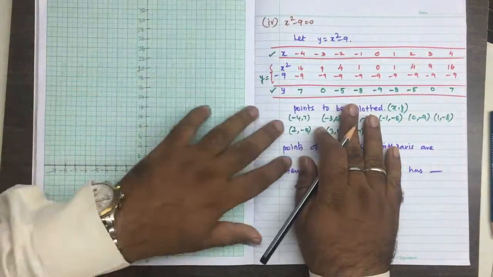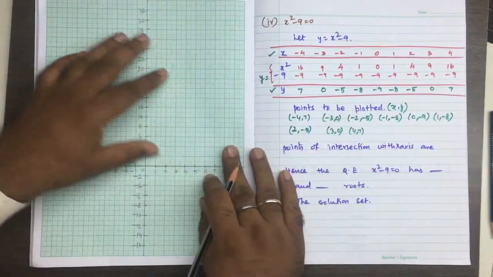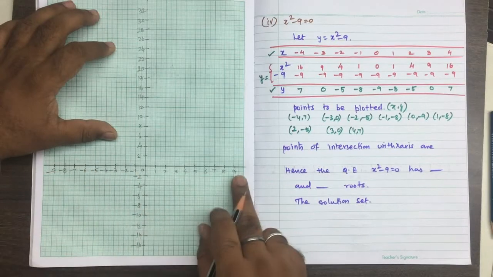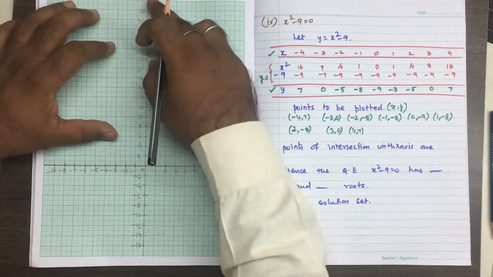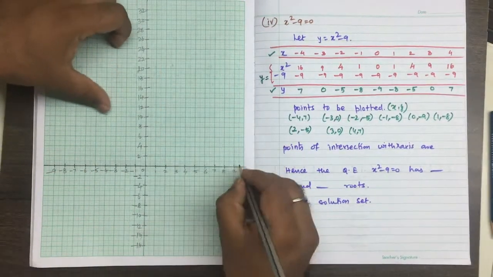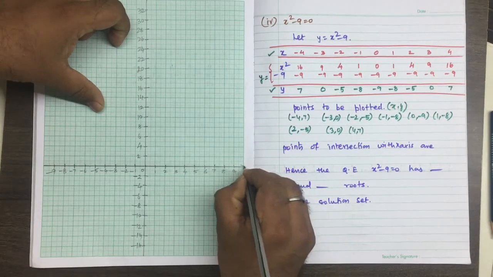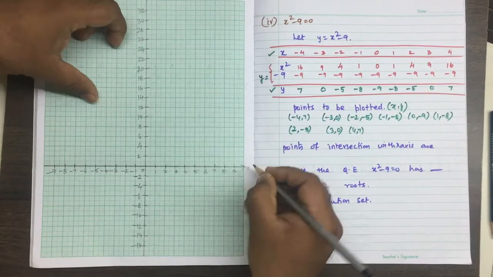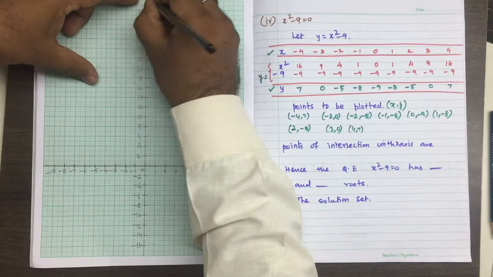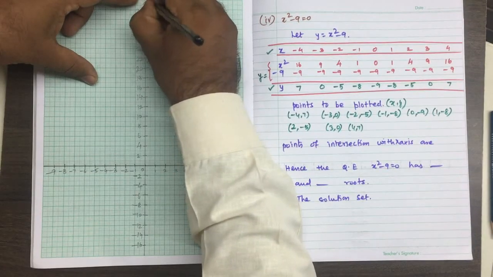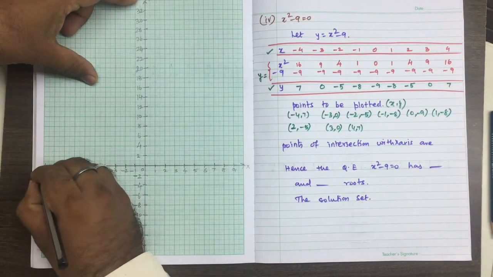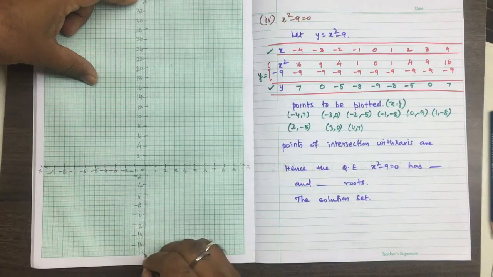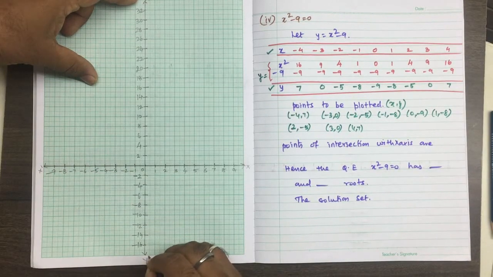In the graph sheet we have the horizontal line as the x-axis and the vertical line as the y-axis. Here put the arrow mark properly. Write capital X here, arrow mark, capital Y. Arrow mark, capital X dash. Arrow mark and capital Y dash for the y-axis.